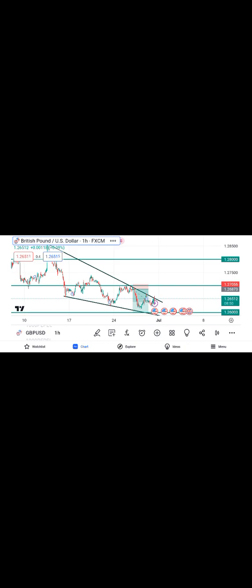So what is a resistance zone? Make sure that you are writing this down. A resistance zone is a zone that is found above the price. What did I say? A resistance zone is the zone that is found above the price. And mind you, a resistance zone must be touched multiple times. How many times? Multiple times. The minimum is 2 times. With 2 touches, you know that it is a valid resistance zone.